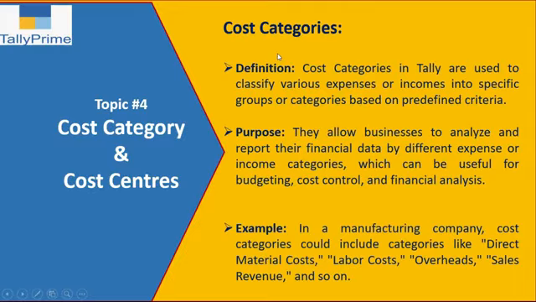So, cost categories. What does cost category mean? The cost category is used to classify the various expenses or incomes into specific groups or categories based on predefined criteria. See, the cost category is the main head of the work. The cost center is the subcategory of the work.